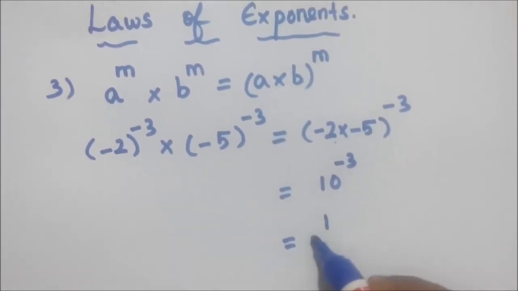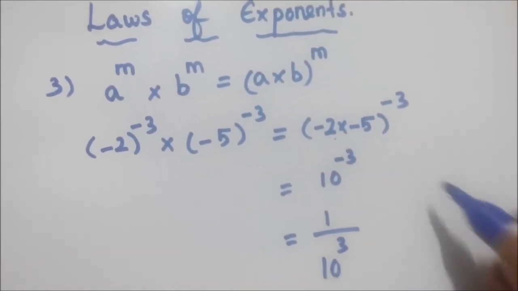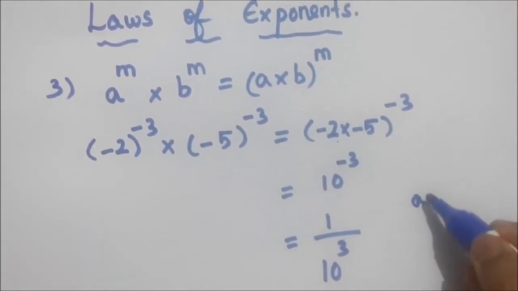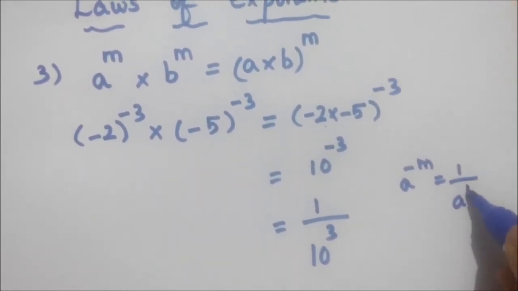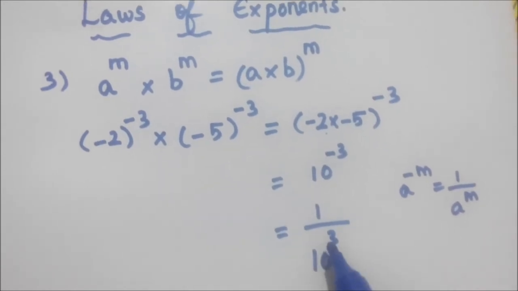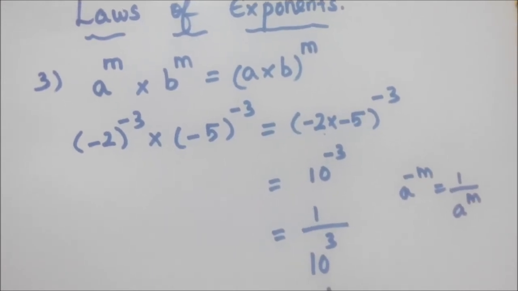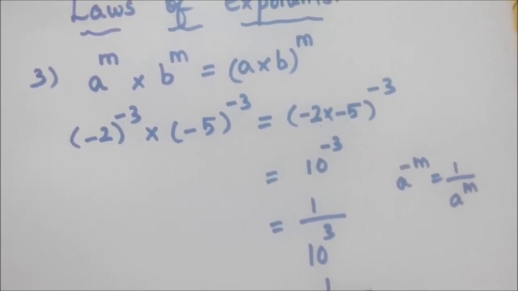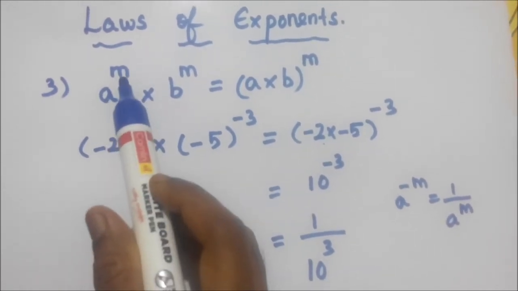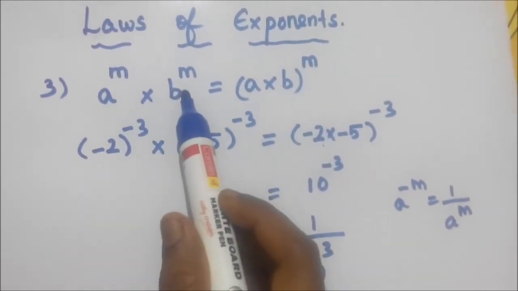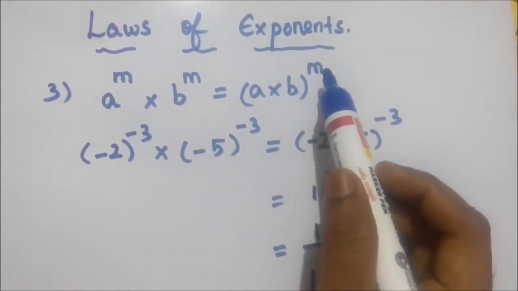This we can write as 1 upon 10 raised to the power 3, because a raised to the power minus m is equal to 1 upon a raised to the power m. So the answer is 1 upon 10 multiplied 3 times, 10 into 10 into 10. Our third law of exponents is a raised to the power m into b raised to the power m is equal to ab raised to the power m.